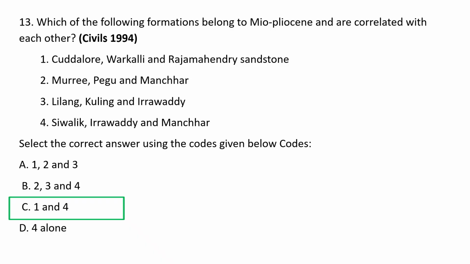The Siwalik, that is Himalayan foothills, Irrawaddy, Myanmar, and Manchar, that is Sindh Baluchistan formations, are Miocene fluvio-deltaic sedimentary systems, largely representing equivalent molasse deposits from the Himalayan orogeny. So, the correct answer using the codes is C, that is 1 and 4.